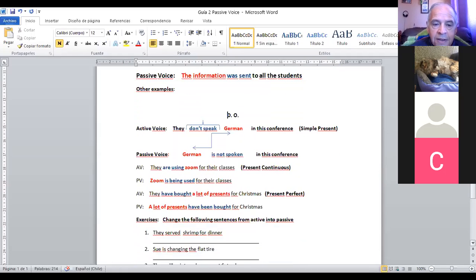See? For example, in this one, they have bought a lot of presents for Christmas. Bought is present perfect. What they have bought? A lot of presents. A lot of presents is the direct object. I put it in here as the subject of the passive voice. So a lot of presents, and then I apply the formula for the present perfect, which is have or has plus been plus participle. So a lot of presents have been bought for Christmas. See? That is the idea between changing from active into passive.